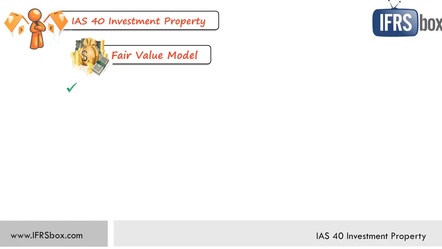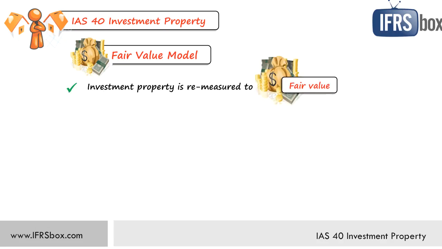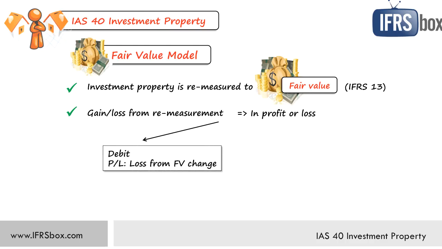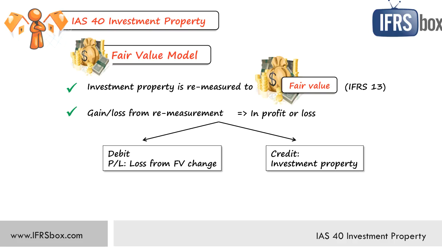Under this model, the investment property should be measured at fair value, so it means that you should revalue the investment property at least at the end of each reporting period. The rules for fair value measurement are stipulated in the standard IFRS 13 fair value measurement, and you can find a video dedicated to IFRS 13 in this channel too. Gain or loss from remeasurement is recognized in profit or loss statement, and a journal entry is to debit profit or loss, loss from fair value measurement, and credit the investment property. Well, if there's a gain, then you make the opposite entry.